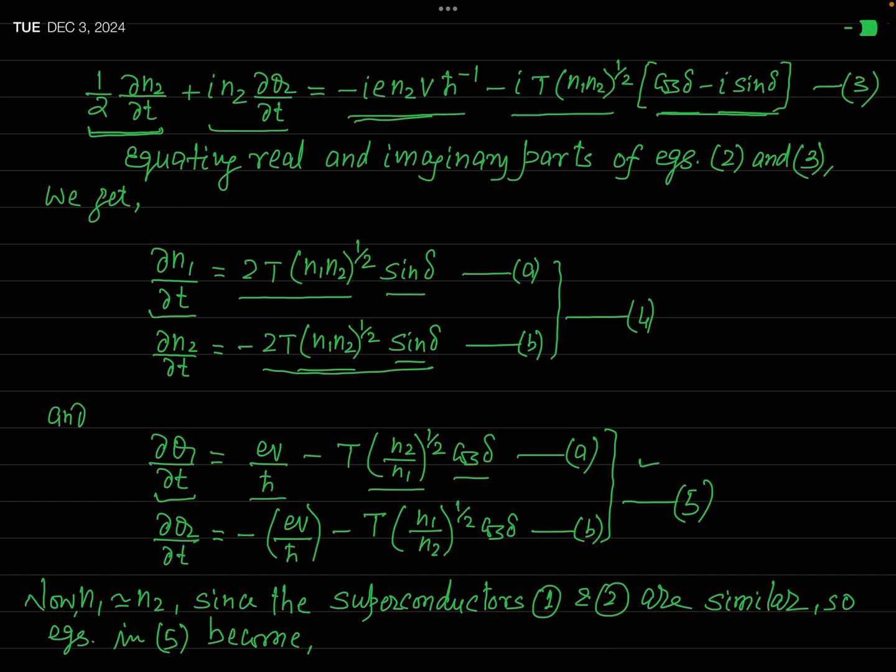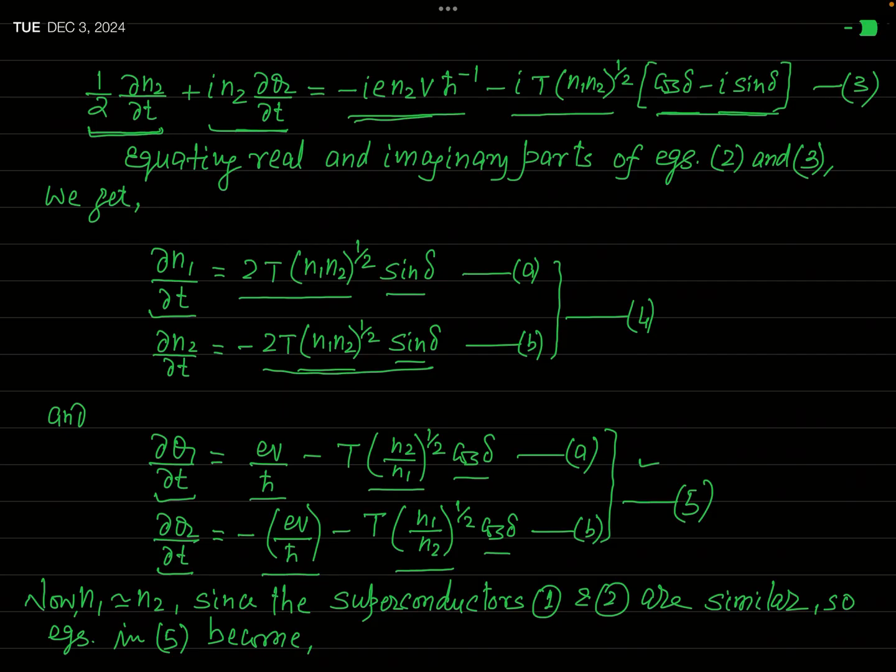In this case, the imaginary part in the LHS of equation 3 is n2 times ∂θ2/∂t. So when you find ∂θ2/∂t, you have to divide by this n2 in the terms in the RHS, and that will be ∂θ2/∂t equal to minus eV over ħ minus T times (n1/n2) to the power half times cos δ. Okay. So in this way we have obtained very important results.